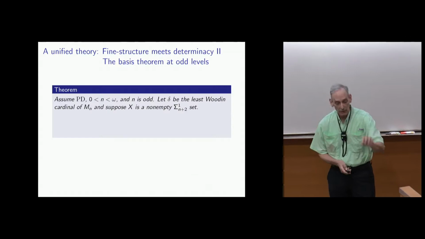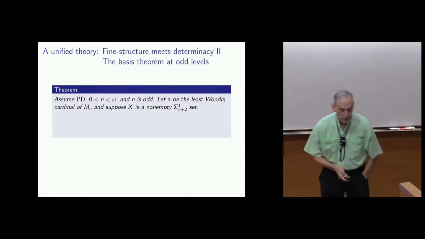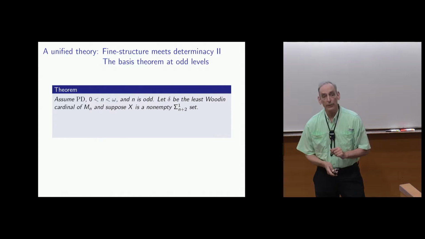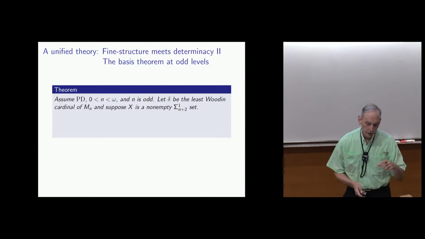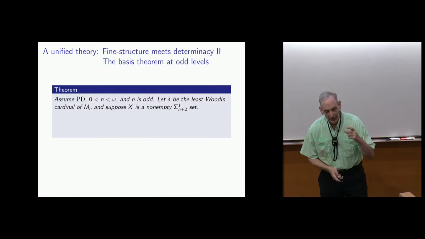And suppose X is a non-empty Σ^1_{n+2} set. So think n equals 1. Then X is a non-empty Σ^1_3 set. Now we know M_1^# by the previous theorem is the least Π^1_3 singleton not in Q_3. So from M_1^#, we should be able to compute an element of X. But it turns out that M_1^# is overkill.